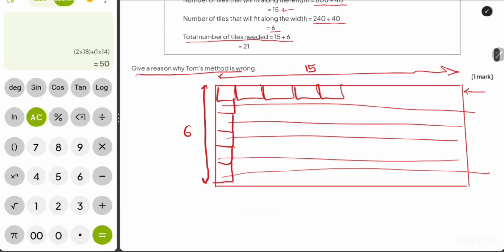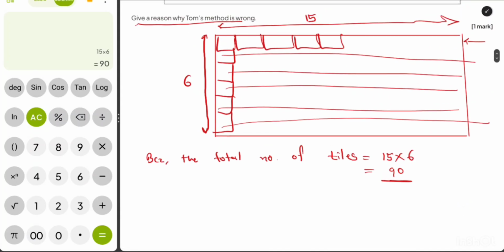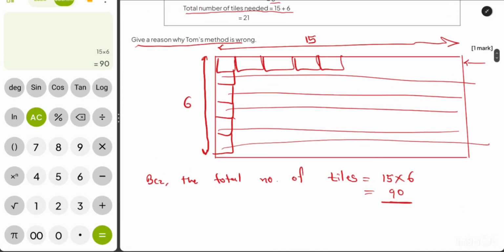So give the reason why Tom's method is wrong. Because the total number of tiles is equal to 15 times 6, not 15 plus 6. Let's do it on the calculator. 15 times 6, that is 90. So total tiles needed are 90, not 21. Clear? Okay, that was it in this session.